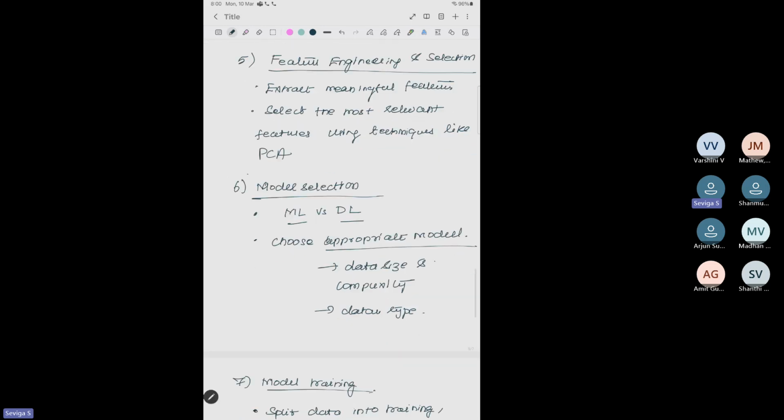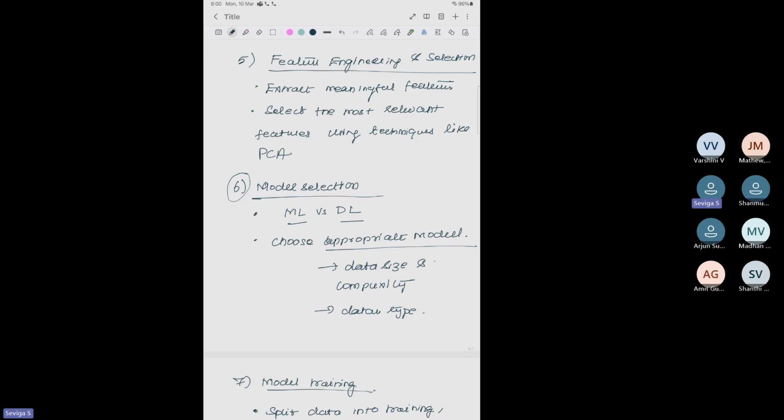And this is the major step. I think you might need help in this model selection. All other things you can do by yourself. For model selection, you can seek the help of either Dr. Akila or me. So you have to choose whether you are going to use machine learning or deep learning.